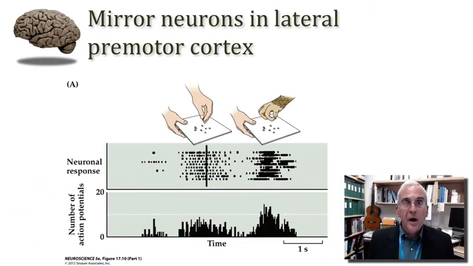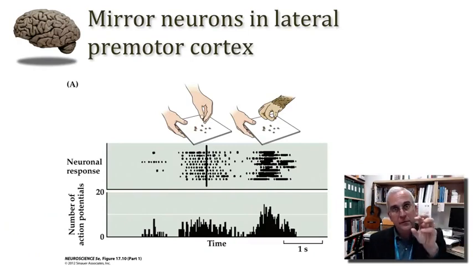Mirror motor neurons were discovered quite accidentally when recordings were being made in this lateral premotor cortex while monkeys were engaged in visually guided reaching behaviors to pick up a small object. And what was observed is that when the monkey simply sat passively while the experimenters reloaded the apparatus by executing a very similar type of hand movement, the neurons in the premotor cortex of the monkey's brain responded at the sight of the human hand performing the very similar act that the monkey himself was about to execute.